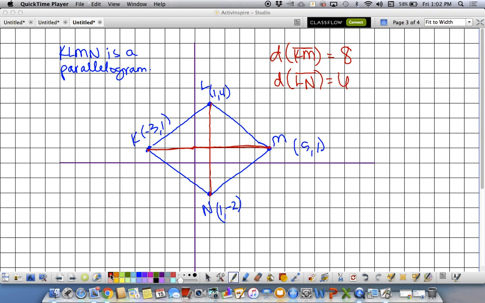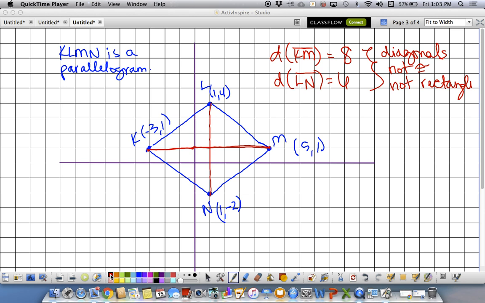Are the diagonals congruent? Does 8 equal 6? No. The diagonals are not congruent. So it means it's not a rectangle. Diagonals not congruent. Therefore, it's not a rectangle.